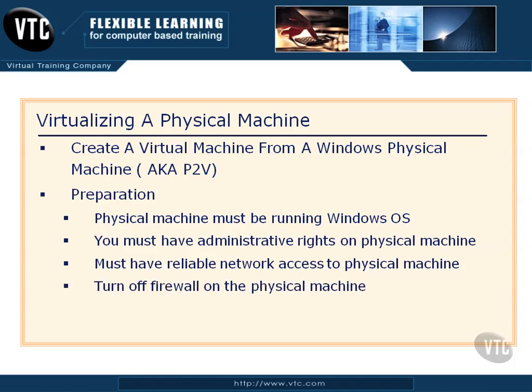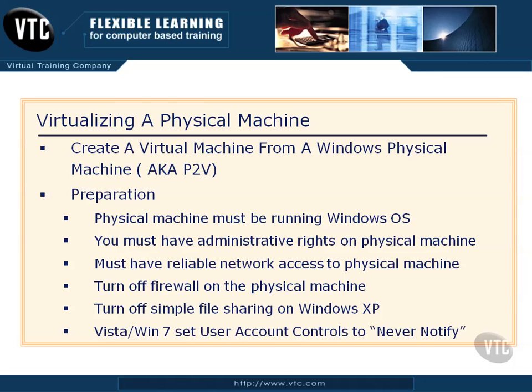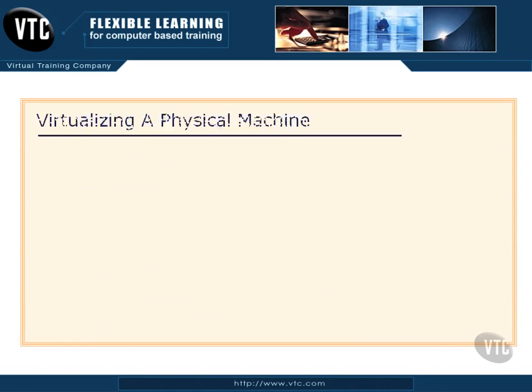And you're going to want to turn off the firewall on the physical machine to keep all kinds of issues from coming up. If you're making a virtual version of a physical machine that's running Windows XP, you want to turn off simple file sharing on XP. If you're making a virtual copy of a Windows 7 or Vista machine, you want to go in there and set User Account Control to never notify. Otherwise, you can get pop-ups that cause you problems.